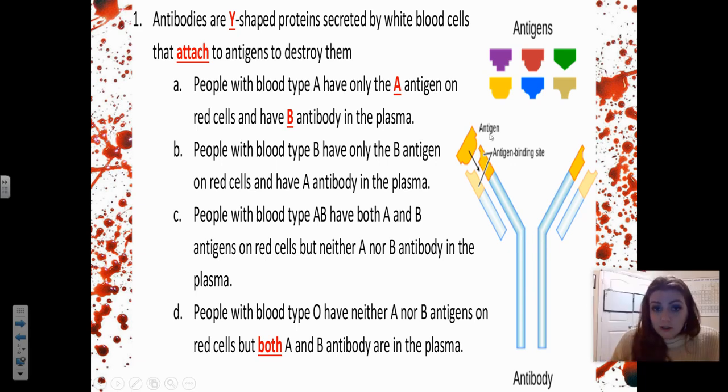Antibodies are Y-shaped. They are secreted by white blood cells. They attach to antigens to destroy them. That's what they do. They grab them and they start trying to break them down.